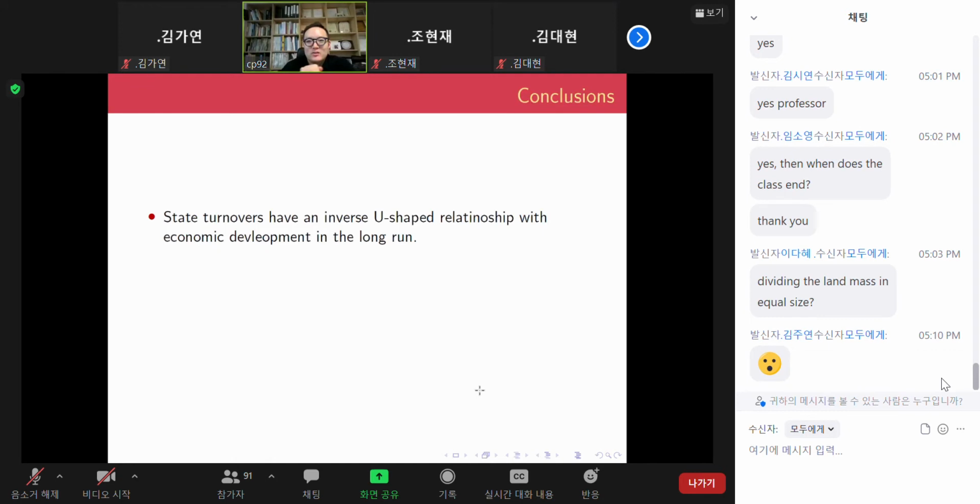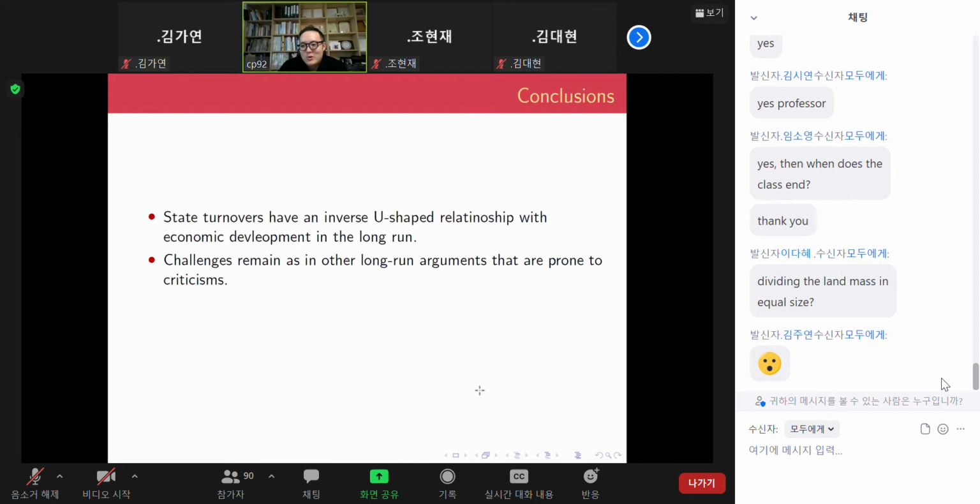So as a conclusion, let's just reiterate what we've learned from this paper. State turnovers have an inverse U-shaped relationship with economic development in the long run. There are challenges that remain, as in other long-run arguments that are prone to criticisms. So let me ask you what your criticism might be. When you look at this kind of finding, do you have any inkling of a criticism? Like, do you say, well, okay, I get it, but what about this? What is something that's bothering you?